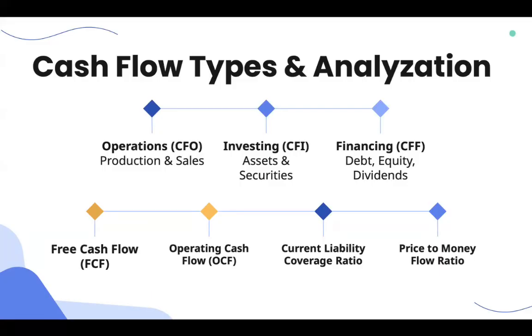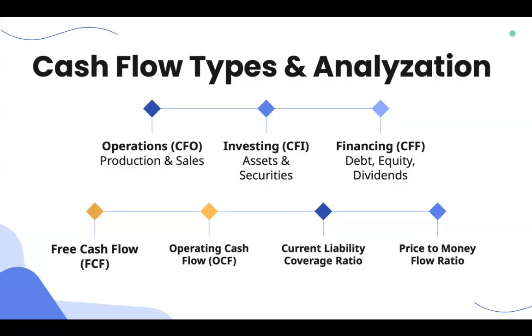Next is cash flow from investing, or CFI, which includes transactions involving assets and securities. This could mean purchasing new equipment, investing in stocks, or selling long-term assets. Then there's cash flow from financing, or CFF, which deals with a company's financial structure, like issuing debt or equity, repurchasing shares, or paying dividends to shareholders.